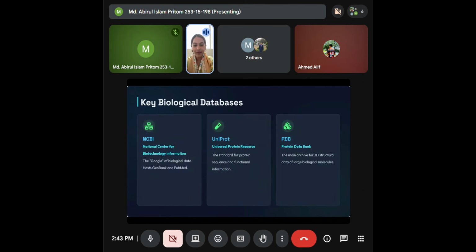Today I am going to start with the biological databases, the main sources where biological information is stored and shared. First, we have NCBI, which stands for National Center for Biotechnology Information. It's often called the Google of biological data because it provides access to many databases, including GenBank for genetic sequences and PubMed for scientific papers. Researchers around the world use NCBI to find and analyze biological information.